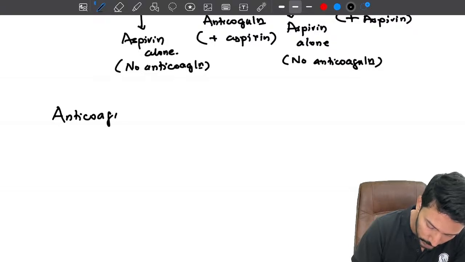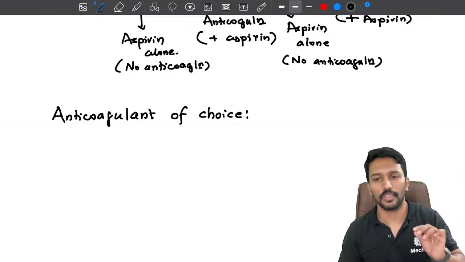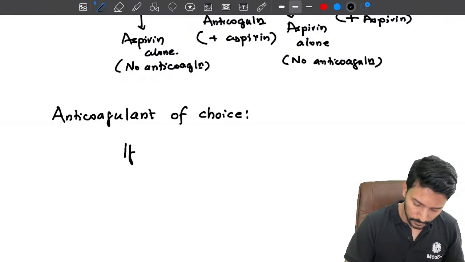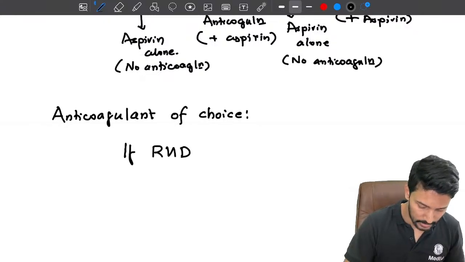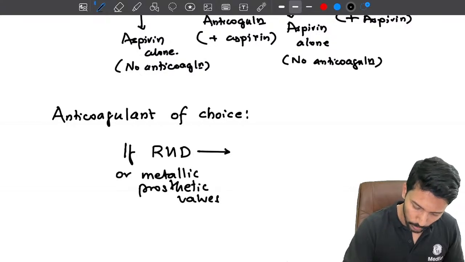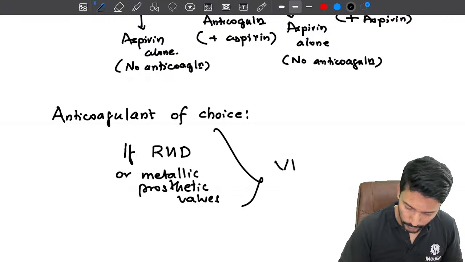So one last note here, anticoagulant of choice, which one we should use? Because sometimes question need not just say that, okay, we will anticoagulate. They will ask you precisely what will we use, right? If rheumatic heart disease, right, or metallic prosthetic valves, in both these cases, it has to be only vitamin K antagonist like warfarin.